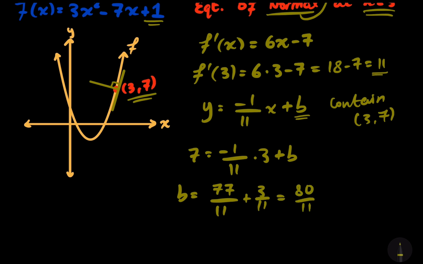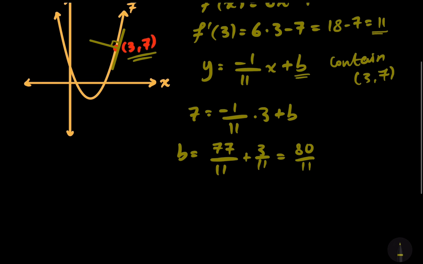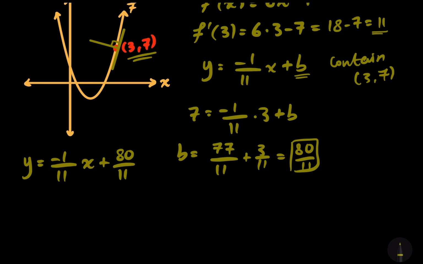These are some pretty ugly numbers. I probably should have tested this out before, but nonetheless, we have our intercept over here. It's 80 over 11. And so we can write out the full equation of our normal line. So the normal line is going to be given by y equals -1 over 11x plus 80 over 11. And so this right over here would be our final answer.